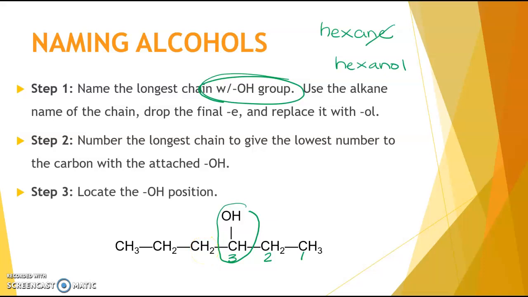So that means I put the number in. 3 hexane, oh, whoops, I put it on the wrong one. 3 hexanol, and for this one, that's really our final name.